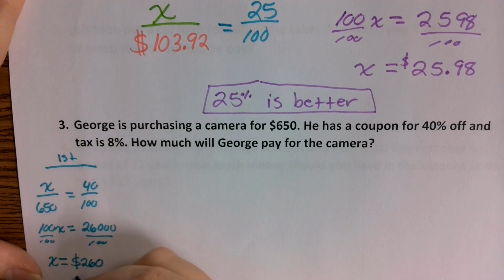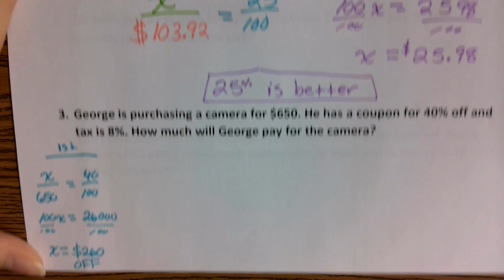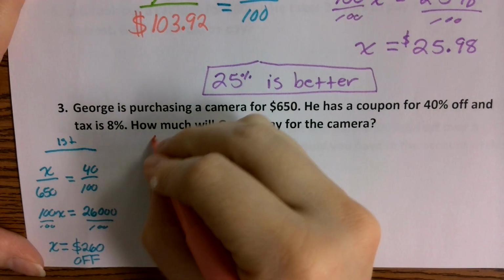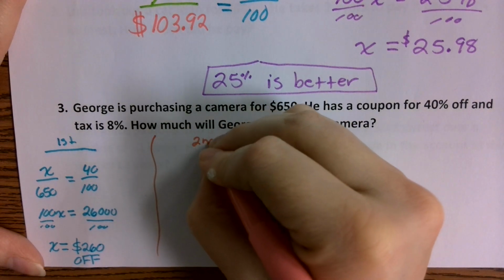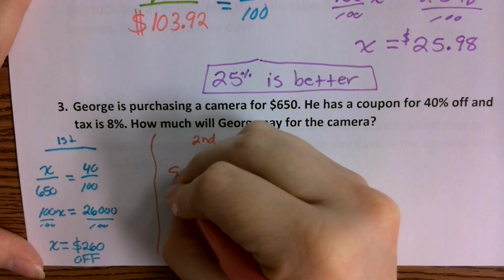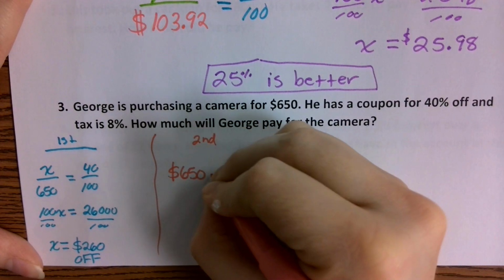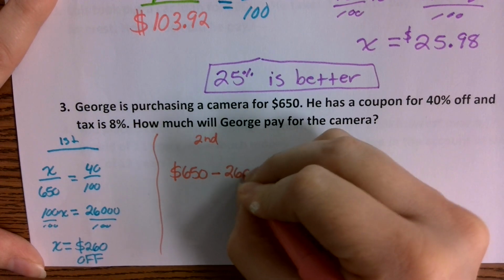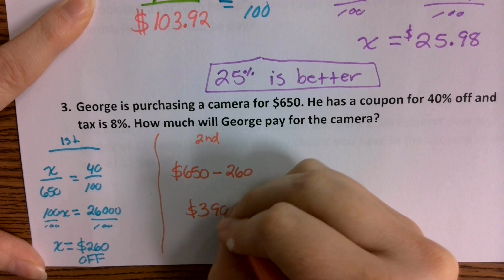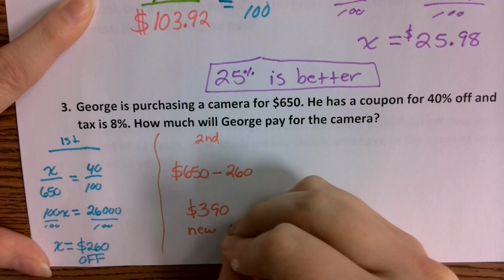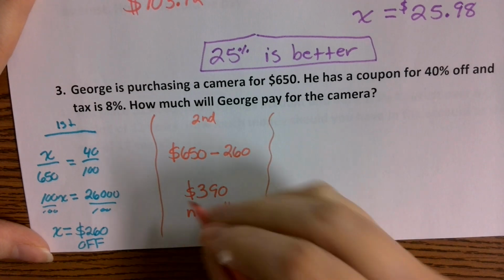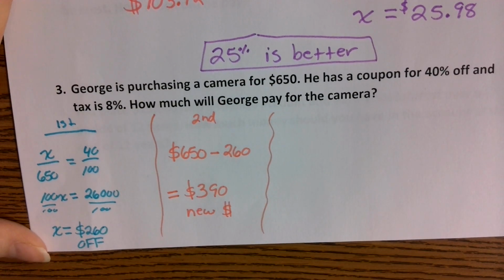This represents the amount of money that we're going to take off. So then we would go to step 2. Step 2 is to actually take that amount of money off. So we're going to take our $650 and subtract our X value. Subtract the 260. That comes out to 390. This represents our new money. 390 is the new price of the camera.